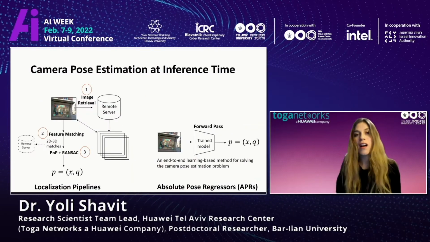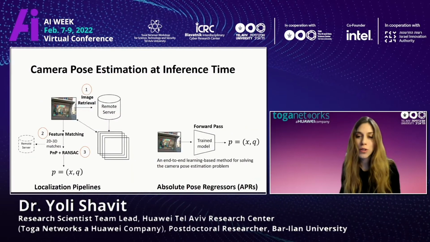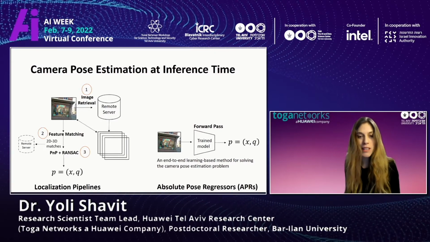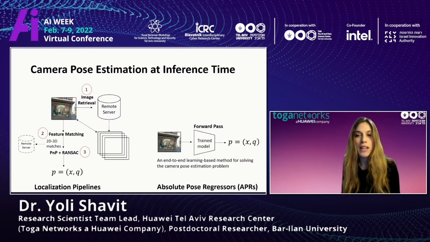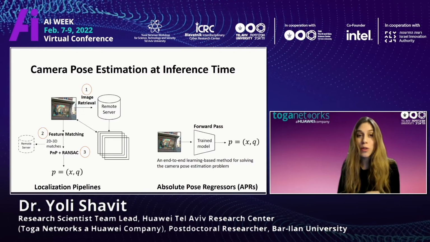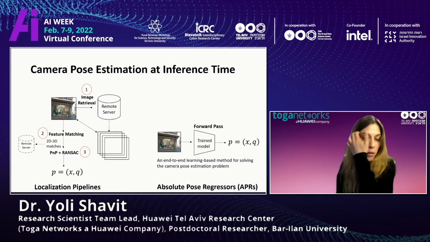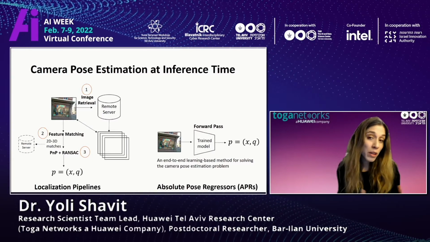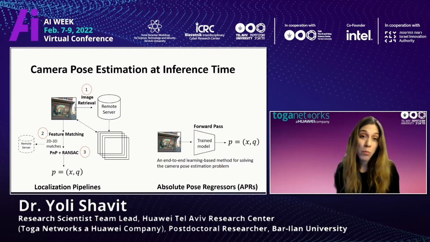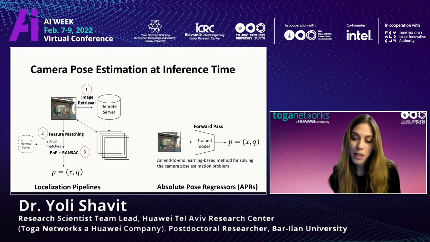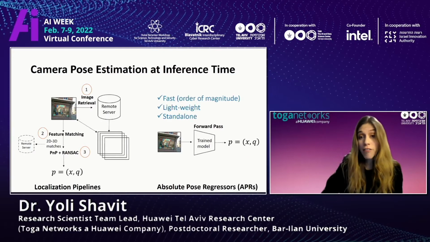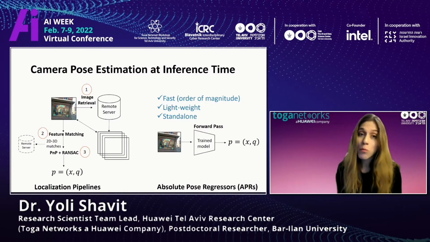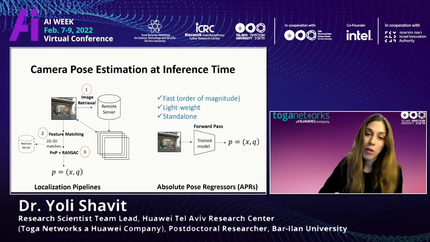In this talk, I'm going to focus on an alternative approach called camera pose regression. Camera pose regression methods basically try to replace this pipeline with end-to-end learning. So the idea is to train a model to directly regress the pose from the image. This means that absolute pose regressors, or APRs, only require a single forward pass and the trained weights at inference time. This makes APRs a fast, lightweight, and standalone alternative to localization pipelines. And also they are more robust to the intrinsics of the camera used.